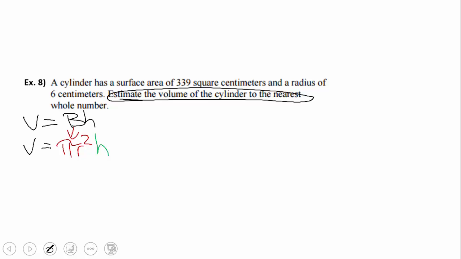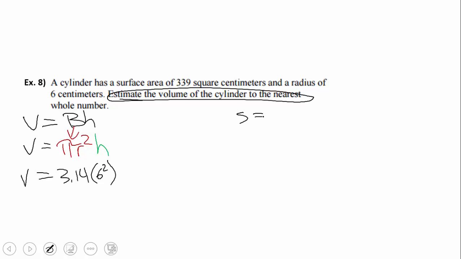Well, there's some things we need to find. We don't know the volume. We do have pi, 3.14. We do have the radius, and that is 6. But we don't have the height, so we can't find the volume until we get the height. How are we going to find the height? Somebody's probably thinking out there. We can take our surface area formula to find the height.